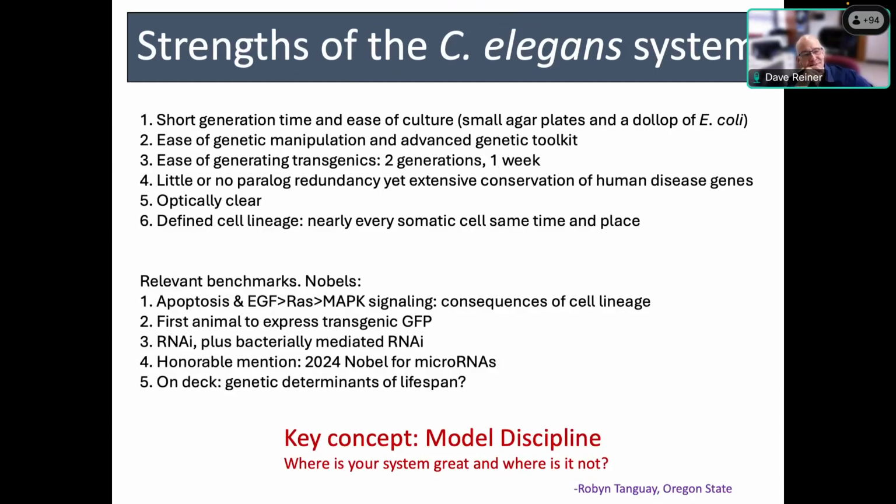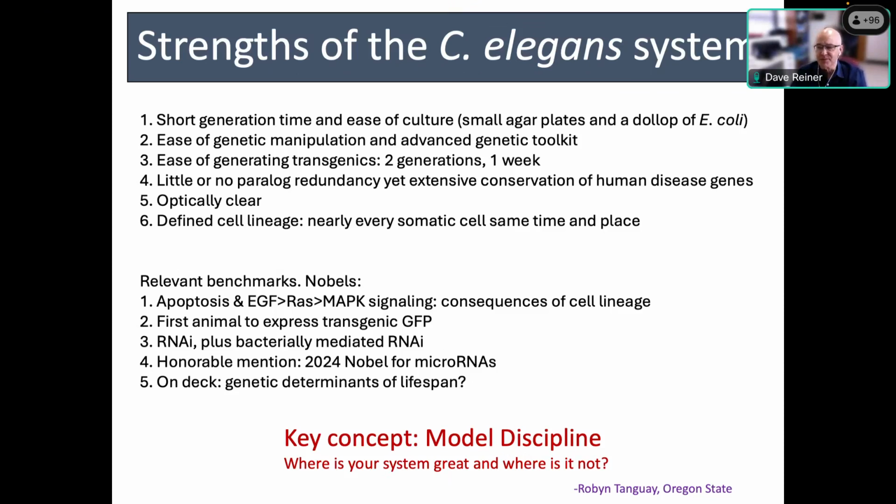So I'll go through these for those of you who aren't familiar with them. So short generation time and ease of culture, great genetics, great transgenics, and you can do them very rapidly. Little or no paralog redundancy and conserved human disease genes. This is critically important and important for this talk as well. They're optically clear, so we can easily image in live animals. And there's a defined cell lineage. Nearly every somatic cell is in the same time and place. I added somatic for Swathi's benefit. I'd get in trouble if I hadn't done that because she's a germline researcher.